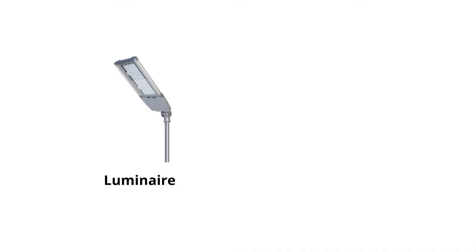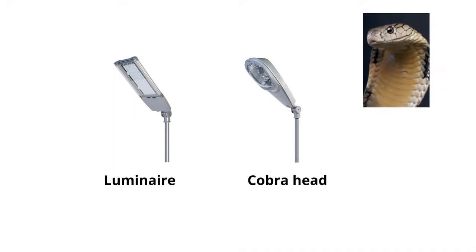Okay, that's good. So how about the next term, what's a Cobra head? Okay, a Cobra head is a type of housing for a Luminaire, quite popular in the United States. I guess the name comes from the actual cobra head, and it does sort of look like that guy in the upper corner.